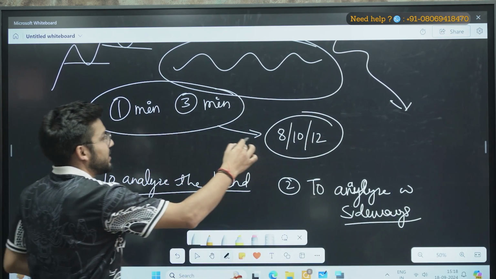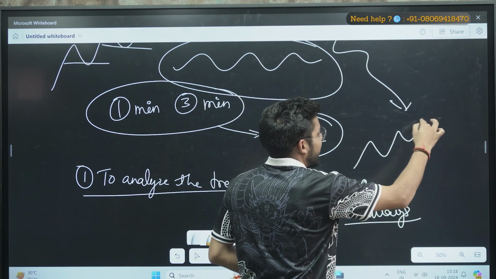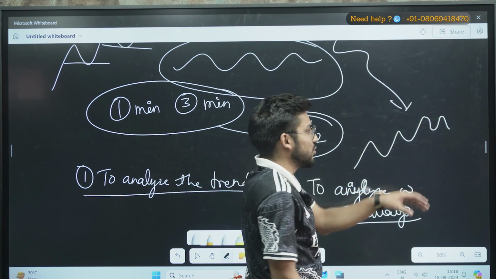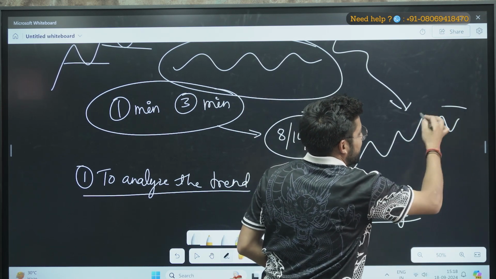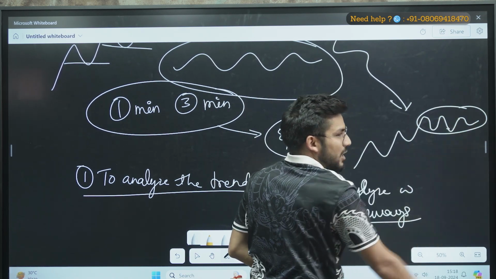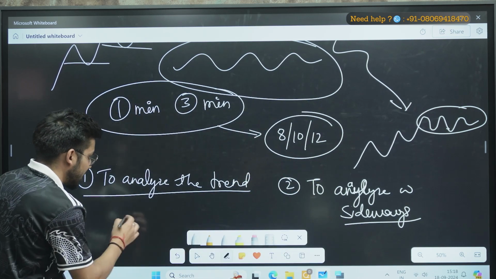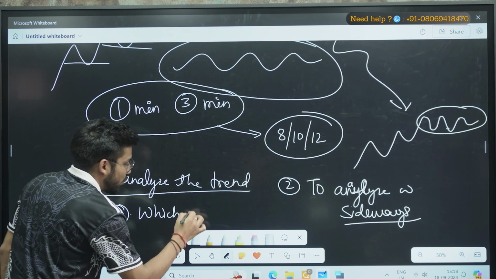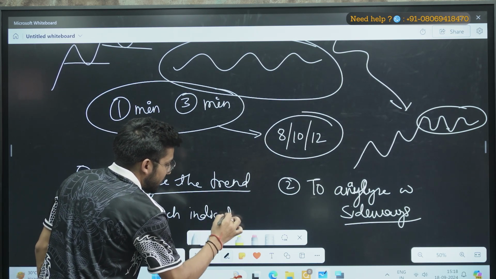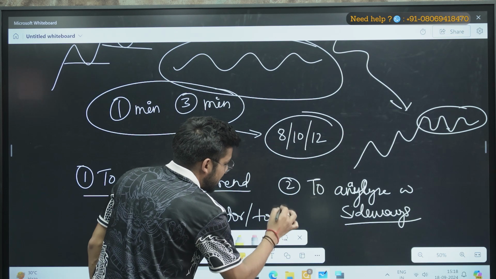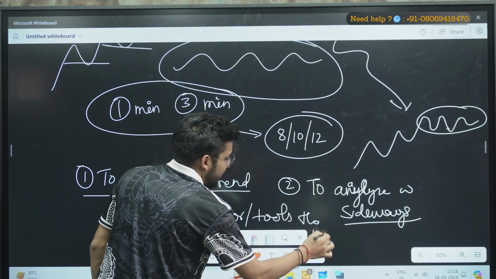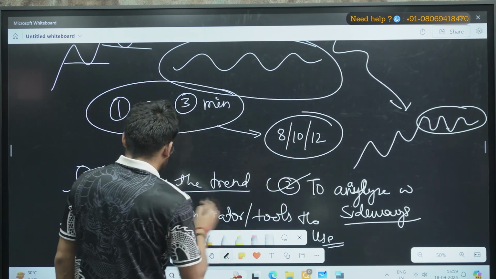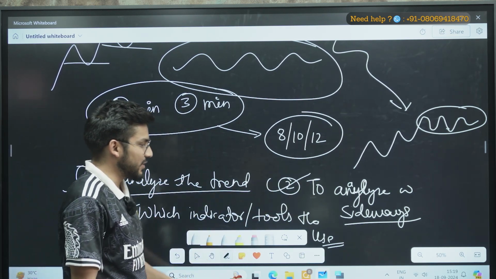For example, there is a bullish trend, and after this bullish trend there is a sideways market. Now you need to know for how long this sideways market will remain, so that you can do scalping here, right? That is the second thing. Now the third thing is which indicator or tools you have to use here. First of all, we will cover the first, second and third, all these aspects.